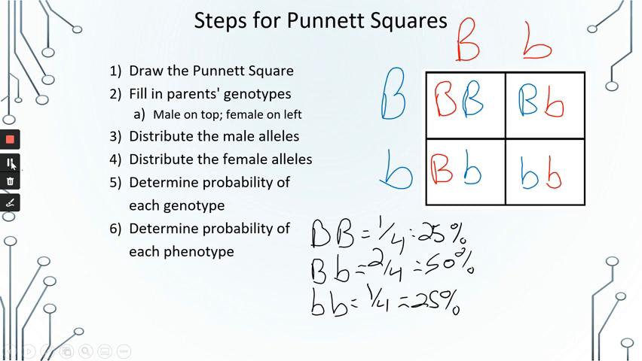All right, and so then for step 6, we need to determine the probability of each phenotype. And so I'm going to take these genotypes and turn them into phenotypes. We're going to say that we're talking about blonde hair and brown hair. So we'll say that capital B represents brown hair. So let's write that over here. B equals brown and lowercase b equals blonde. Okay, and we're working with complete dominance here. So if we see a genotype that has 1 dominant allele or 2 dominant alleles, then it will have the dominant trait. So over here, we're going to write brown.